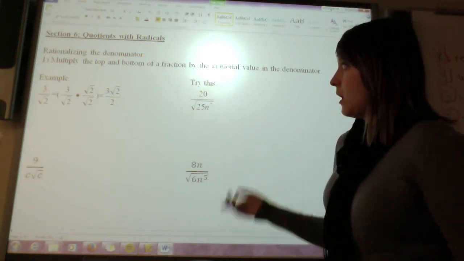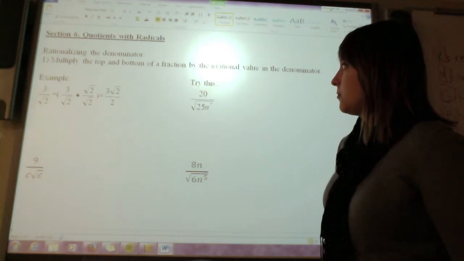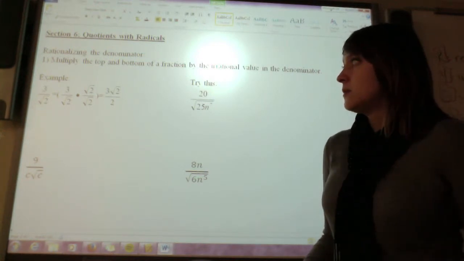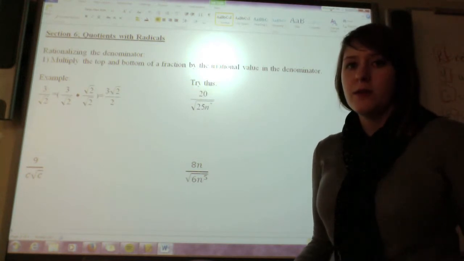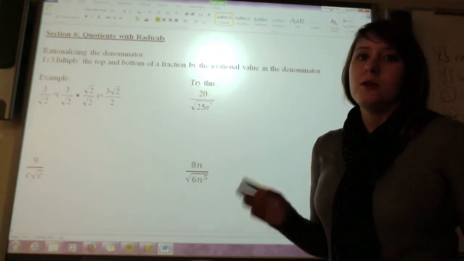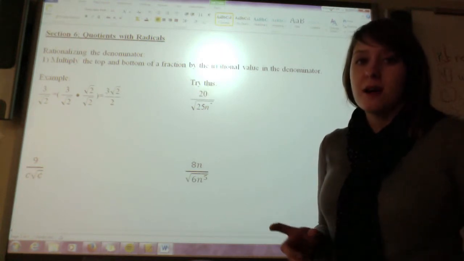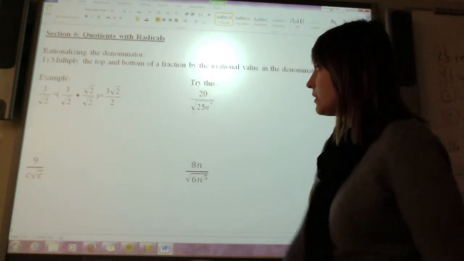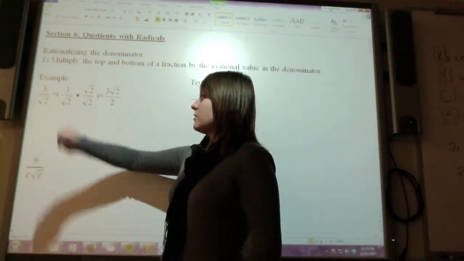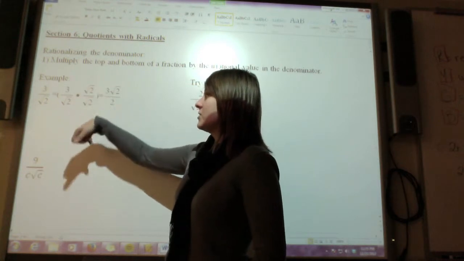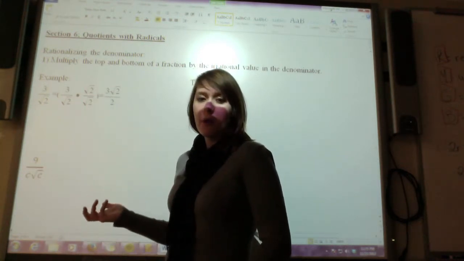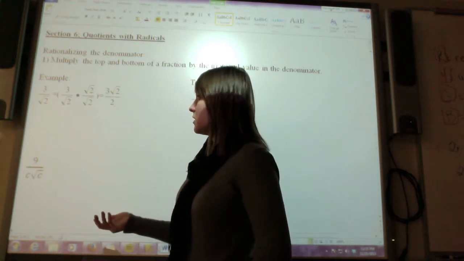follow through. First one, we want to multiply the top and the bottom of the fraction by the irrational value in the denominator. So in order to rationalize something, we have to get rid of the radical in the denominator, and the way we can do that is by multiplying by a fraction using that irrational number in the denominator. So over here, if I have 3 over the square root of 2, I have a square root of 2 in the denominator, so I can create a fraction that's square root of 2 over square root of 2, which by the way is just 1, and multiplying by 1 doesn't change anything, so I know that I can do that.